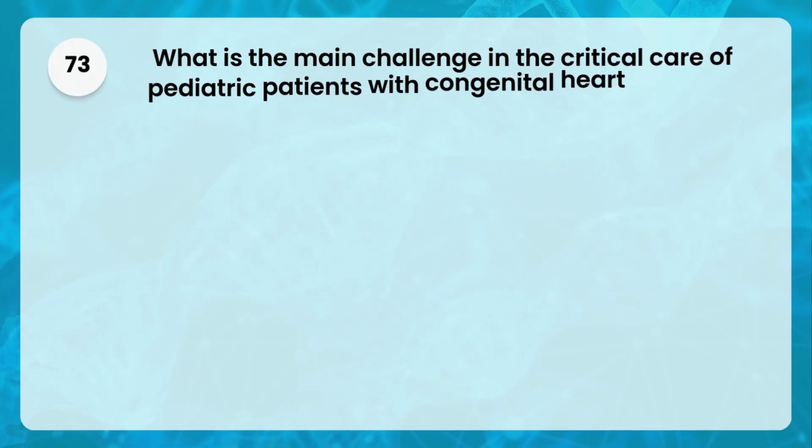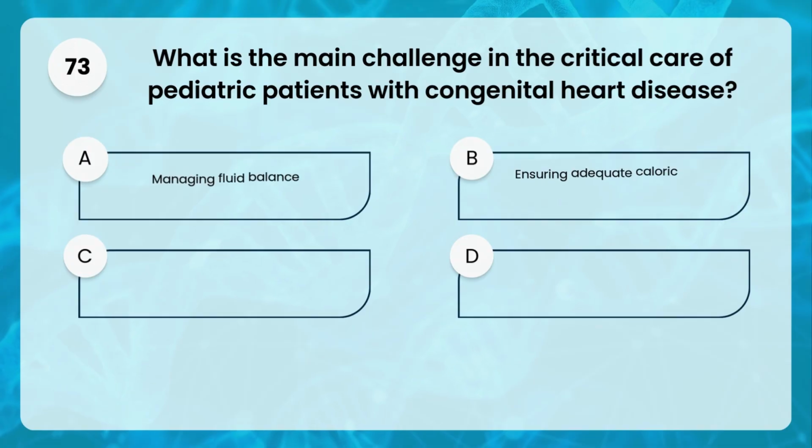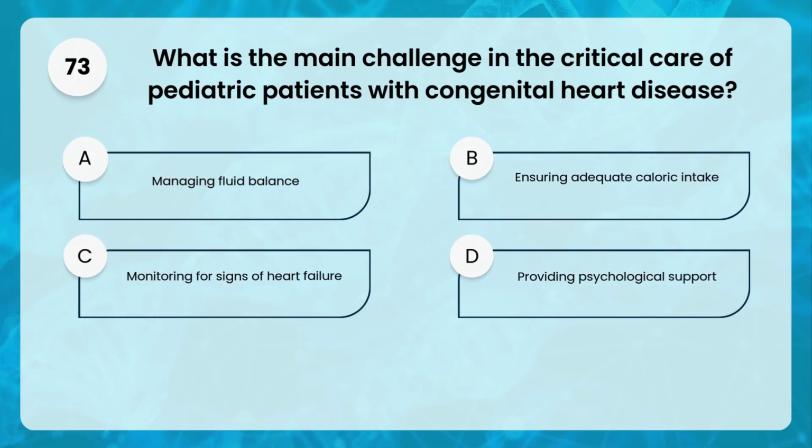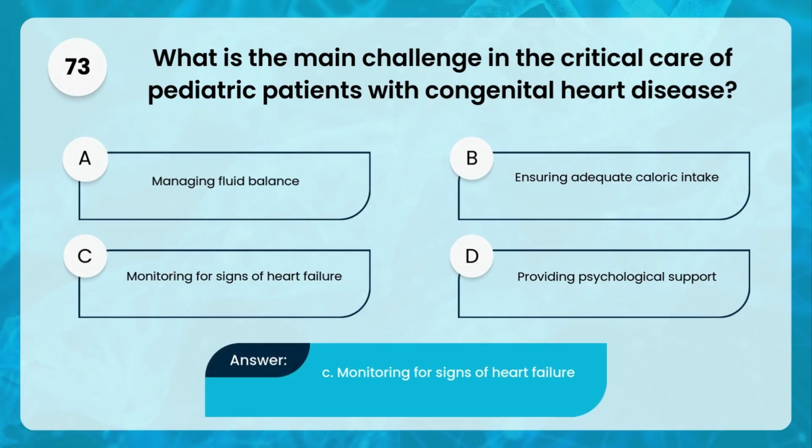73. What is the main challenge in the critical care of pediatric patients with congenital heart disease? A. Managing fluid balance. B. Ensuring adequate caloric intake. C. Monitoring for signs of heart failure. Or D. Providing psychological support. The answer is C. Monitoring for signs of heart failure.